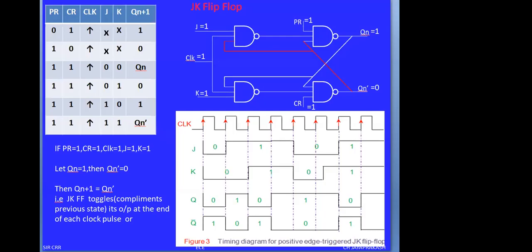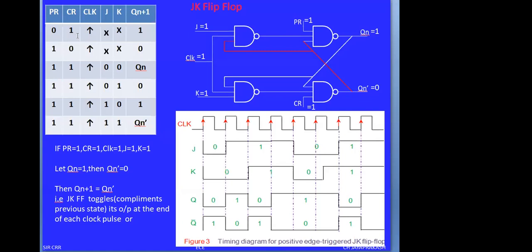In the last class we have completed up to this point. Just memorize these conditions. As we know, in JK flip-flop, the preset and clear should not be 0-0. When it is the 0-0 combination, this is called an invalid condition.